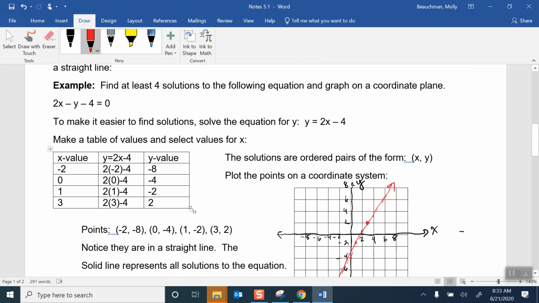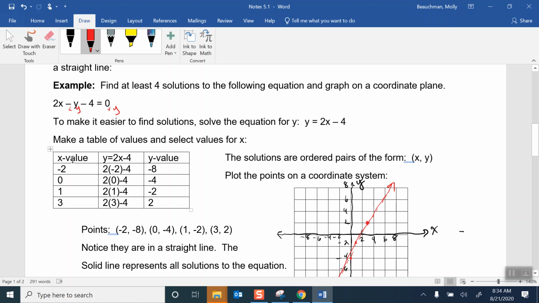Find at least 4 solutions to the following equation and graph on a coordinate plane. Our equation is 2x minus y minus 4 is equal to 0. To make it easier to find solutions, solve the equation for y. In this case, I added y to each side, so I ended up with y is equal to 2x minus 4. Then make a table of values.